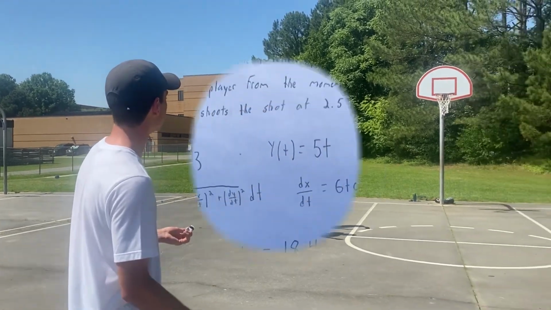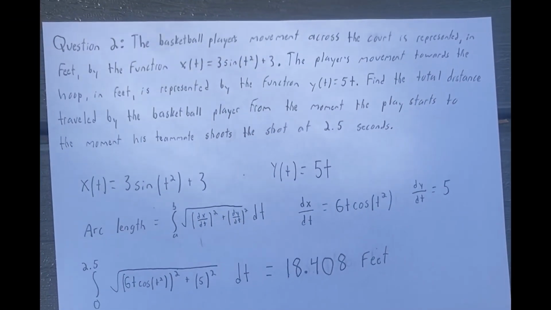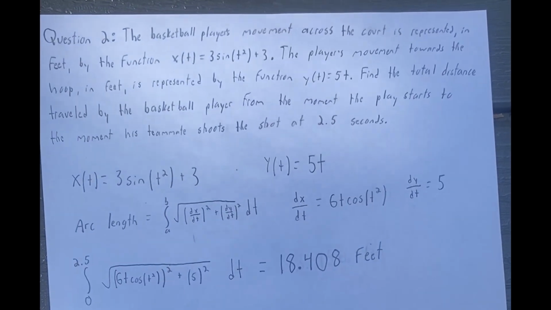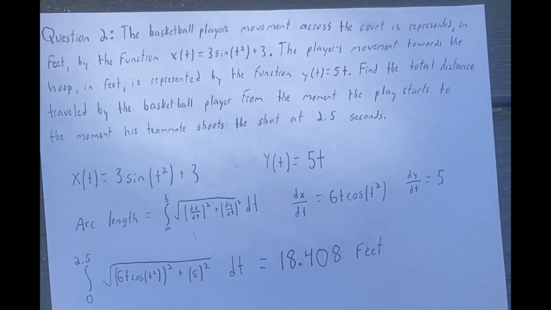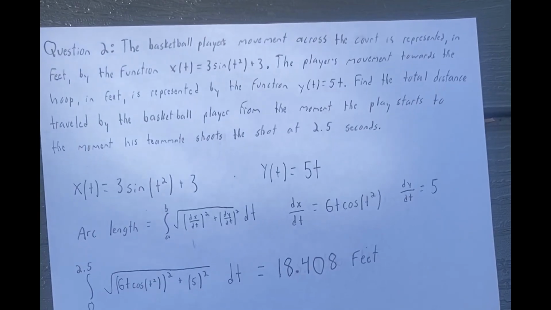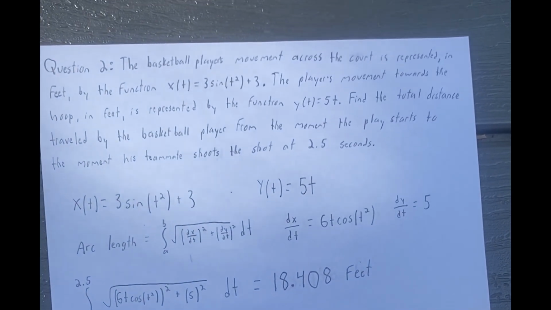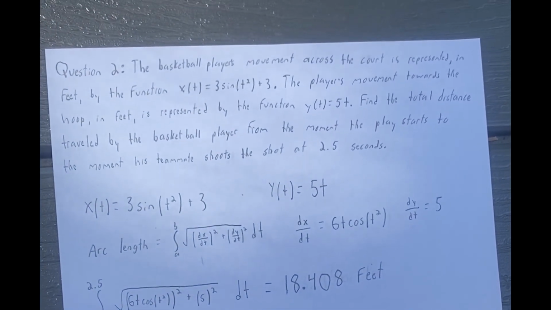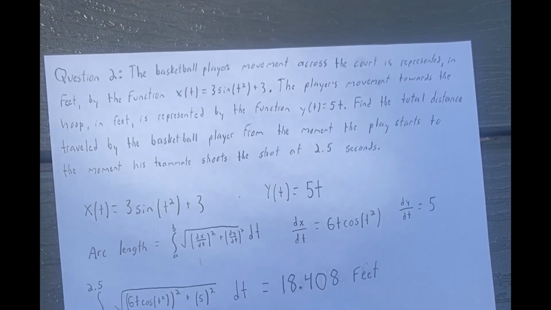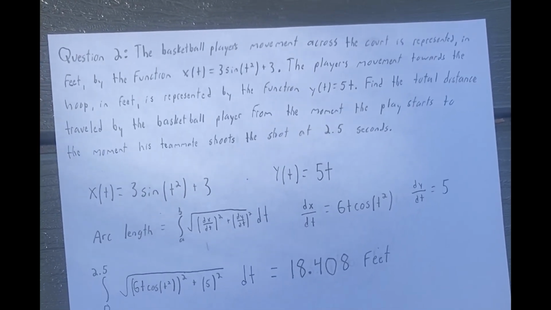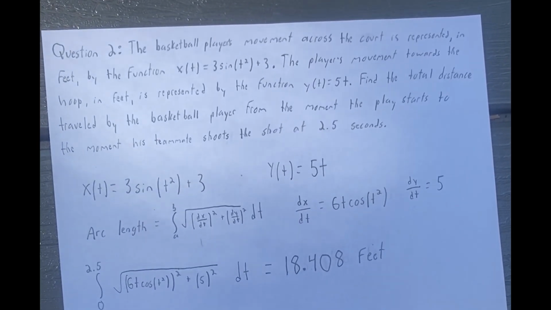What is this guy doing? The basketball player's movement across the court is represented by the function x of t is 3 sine of t squared plus 3. The player's movement towards the hoop in feet is represented by the function y of t equals 5t. Find the total distance traveled by the basketball player from the moment the play starts to the moment his teammate shoots the shot at 2.5 seconds.